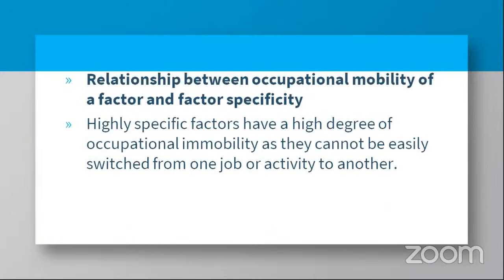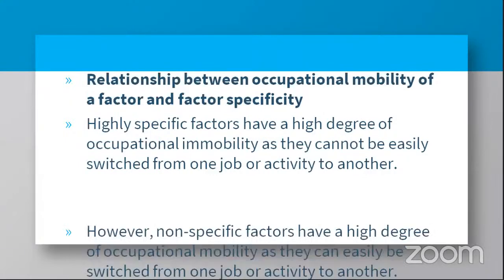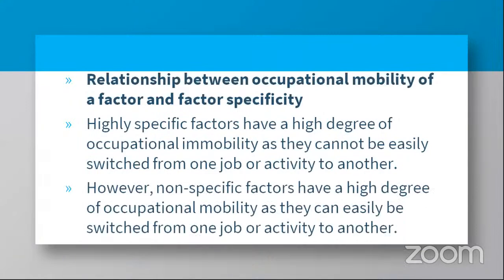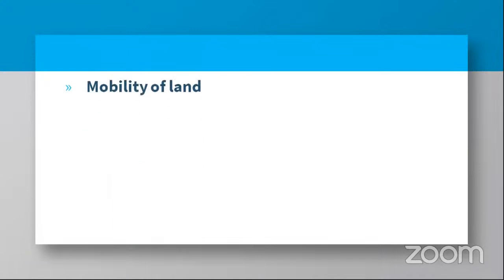Highly specific factors have a high degree of occupational immobility, as they cannot be easily switched from one job to another. Are you getting it? They are specific. They cannot easily be moved from one job to the other. That is the relationship between specificity of a factor and occupational mobility. Now, this is the other side. However, non-specific factors have a high degree of occupational mobility, as they can easily be switched from one job or activity to the other.